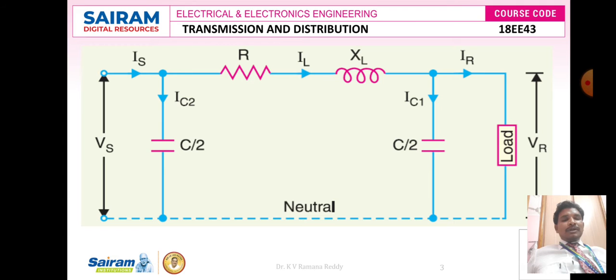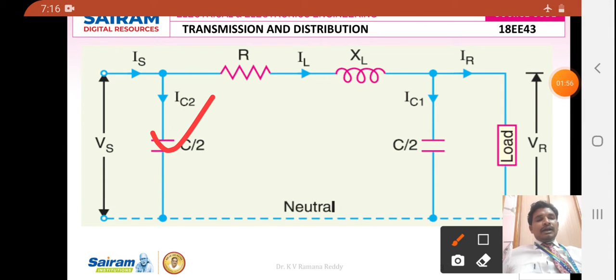In the nominal pi method, the overall capacitance capital C is divided into two halves. One half, C by 2, is taken at the sending end side, and another C by 2 is taken at the receiving end side. Here Vs is the sending end voltage and Is is the sending end current, and capital R is the transmission line resistance, which is considered as a lumped parameter, and XL is the inductive reactance, which is also considered as a lumped parameter, and VR is the receiving end voltage.